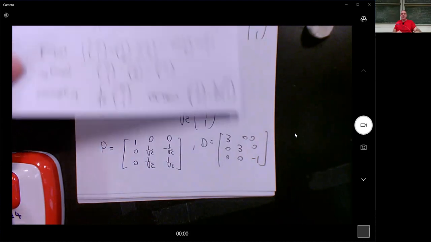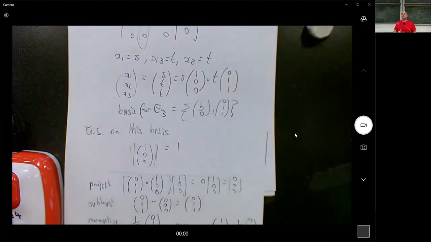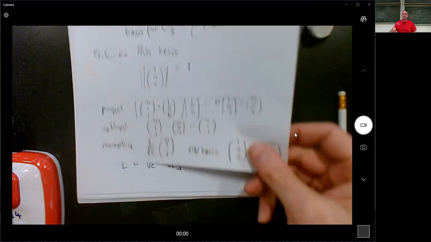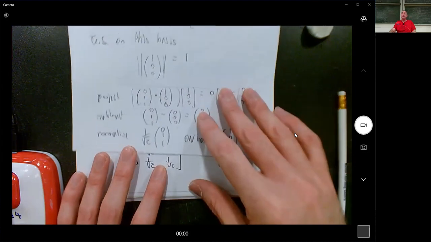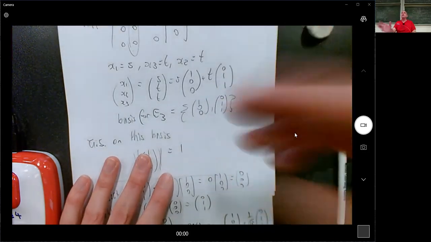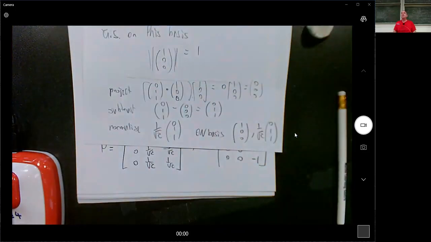If I was unlucky, these wouldn't have been orthogonal, but they are. So technically I didn't have to do the whole Gram-Schmidt process. I could have just noted that the vectors were orthogonal and just divided them by their lengths. But I just wanted to show you the whole thing.